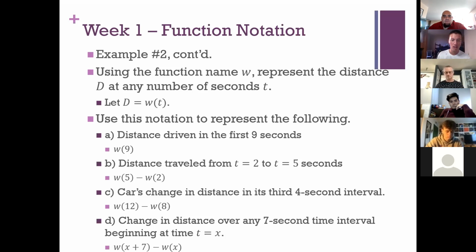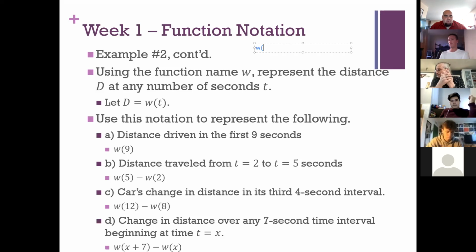So let's start with this. The first one I saw is W of 7 minus W of X. What would that represent? That would represent the difference in the distance between 7 and X. I'm taking a difference, but I don't necessarily have a 7-second interval there. I just have two time values, 7 seconds and X seconds. I have no idea how far apart they are.